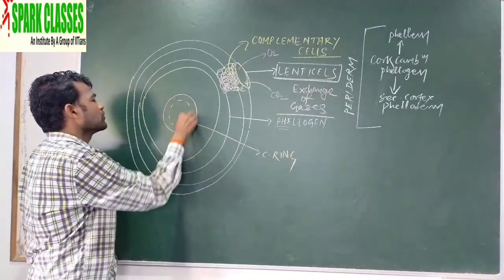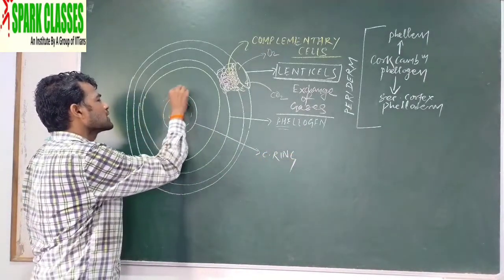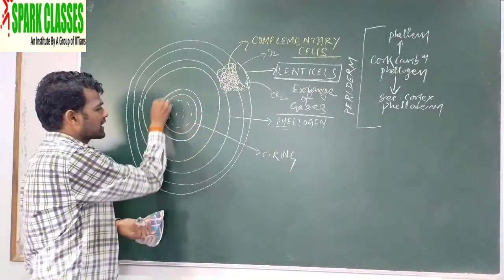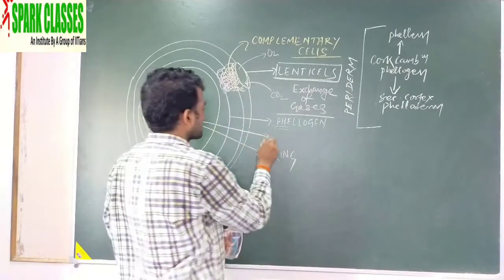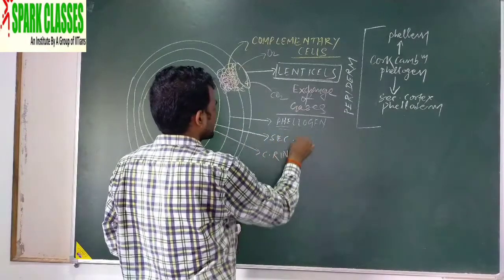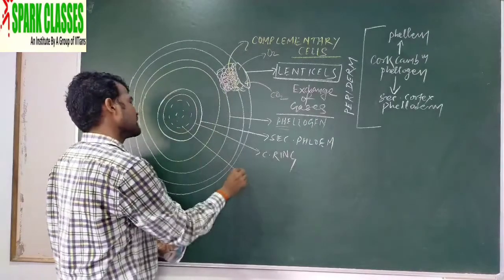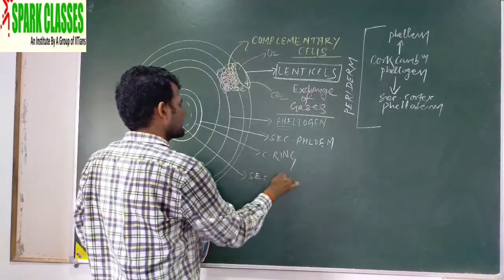Inside the cambial ring you find secondary xylem. Outside the cambial ring you find secondary phloem. This is the secondary phloem. Outside there is secondary phloem, and inside there is secondary xylem.